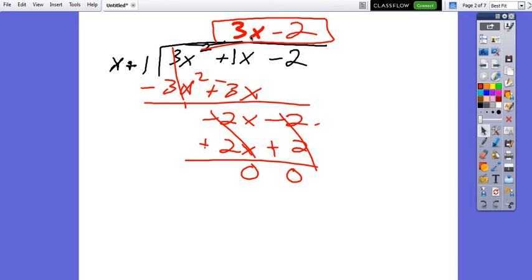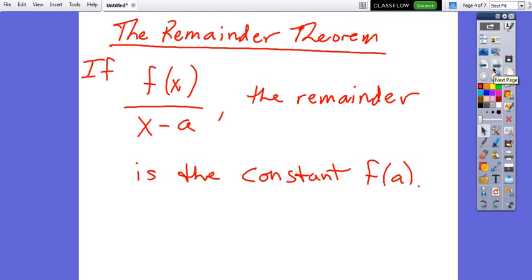All right, so that's not really, we don't need to write that down. That's just the result. That's what happens. But the main thing I want you to remember is this. If I take a function divided by x minus a, the remainder is going to be the constant that I get when I plug a back into the function. All right? That's a very useful, helpful thing to know.